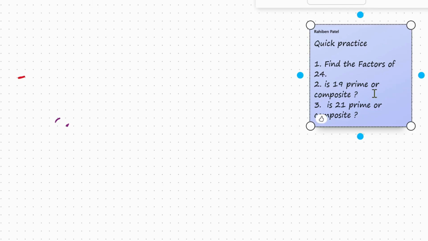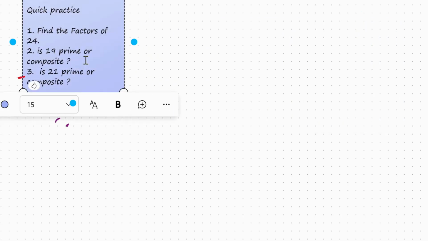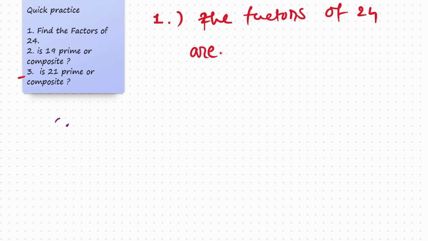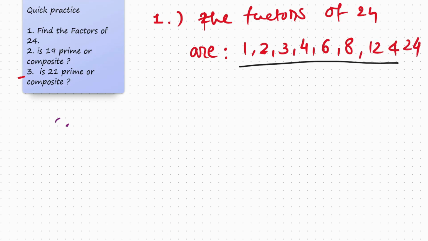Now let's look at some quick practice questions. Okay, so let's answer these questions and solve. First, find the factors of 24. The factors of 24 are 1, 2, 3, 4, 6, 8, and 12. Because if a number divides exactly with no remainder, it's called a factor, and these are all factors of 24.